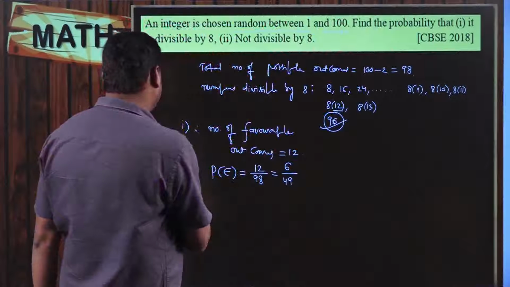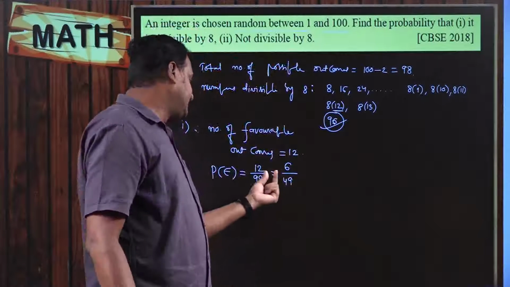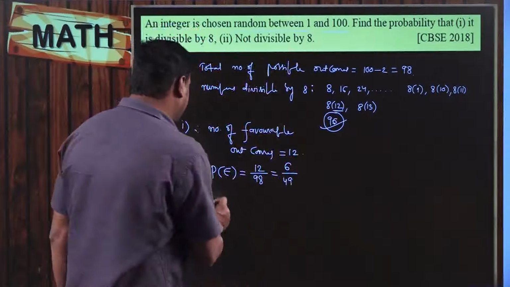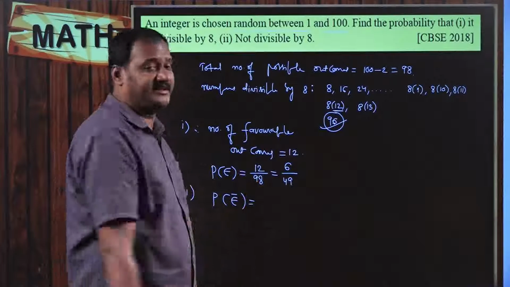And what is the second one here? Second one given is not divisible by 8. Probability of a number divisible by 8 is 6 by 49. Then probability of a number which is not divisible by 8 is its complementary event.